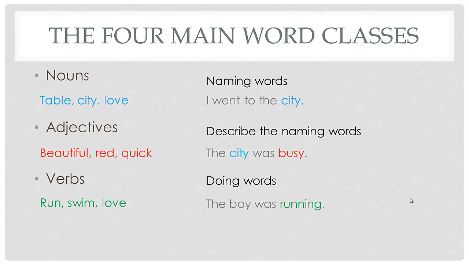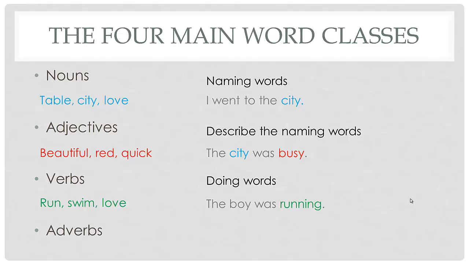So we've got an example of a verb here in green. The boy was running. Running is the doing word, it's the action. So if you include lots of verbs in your writing, it's going to make it very action orientated. It's going to seem really busy, and you can use it to add pace to your writing.